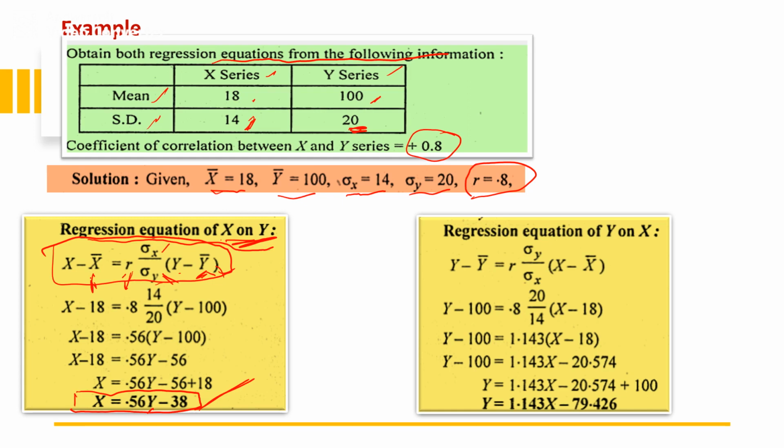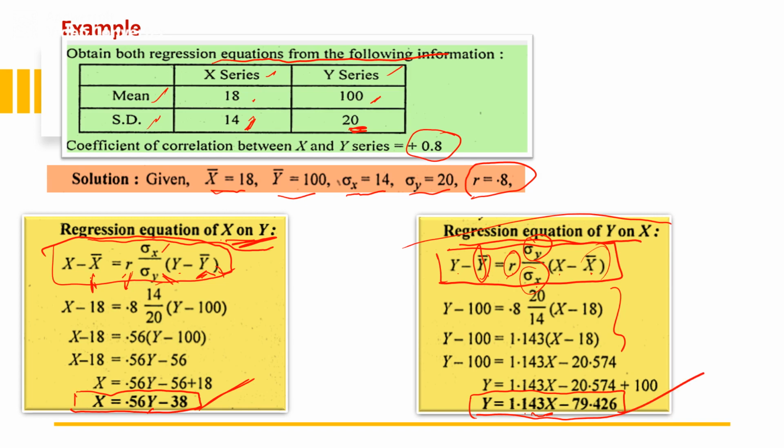In a similar manner, we can find the regression equation of y on x. So we know the formula of y on x, y minus y bar is equal to r sigma y upon sigma x into x minus x bar. After substituting the values of y bar, r, sigma y, sigma x and x bar and solving, we get the expression y is equal to 1.143x minus 79.426. So this is the regression equation of y on x.